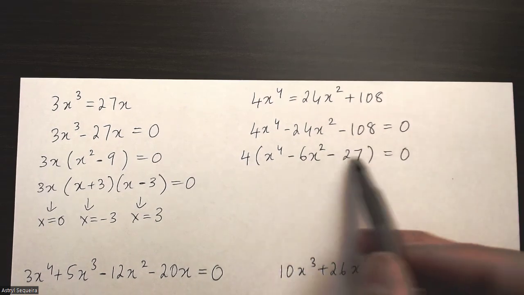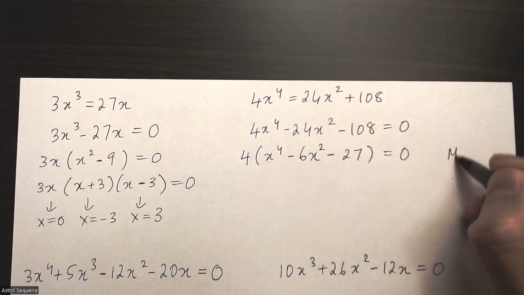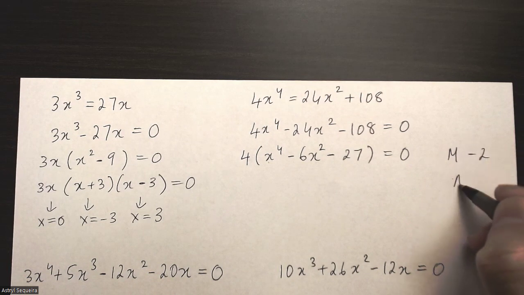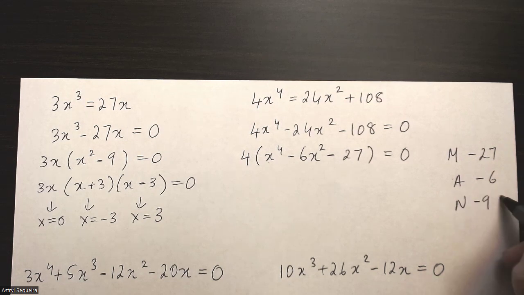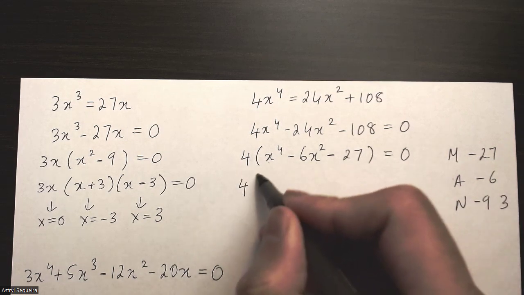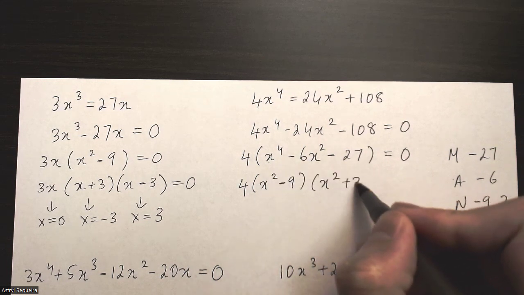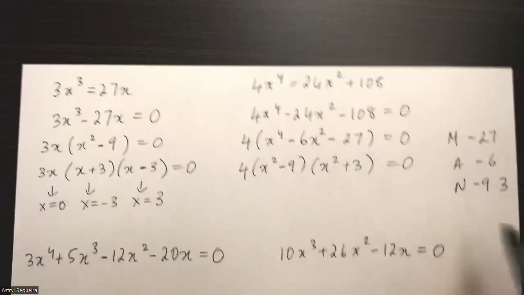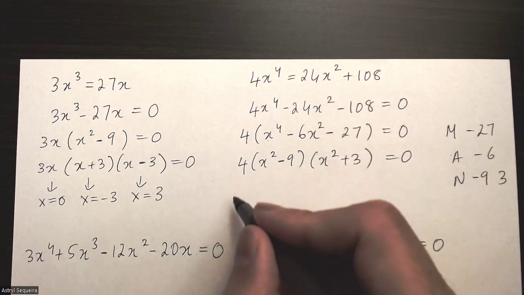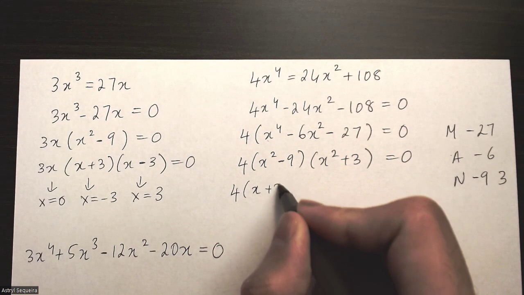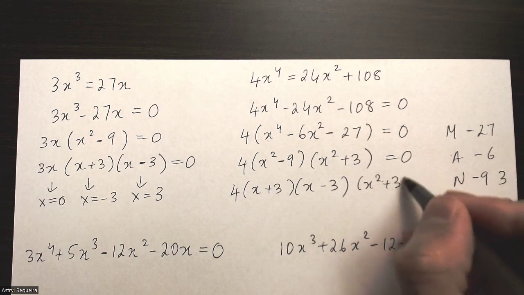So this can be considered a simple trinomial. It's just x^4 and x squared. We want to find out what multiplies to negative 27 and adds to negative 6. So my two numbers are negative 9 and positive 3. So I can rewrite this as x squared minus 9 and x squared plus 3. And then this one can be factored by difference of squares, but this one cannot because it's a plus. It's going to be 4 times x plus 3 times x minus 3 times x squared plus 3.